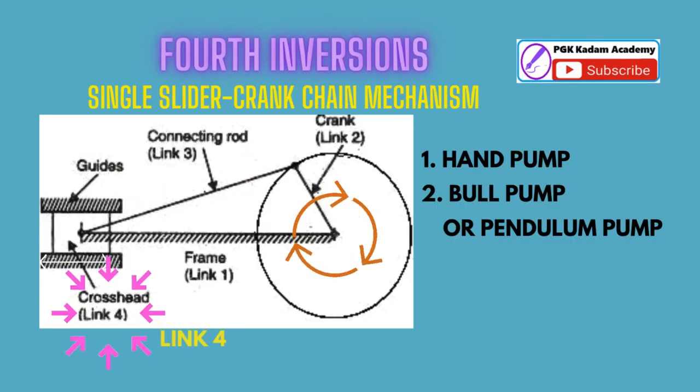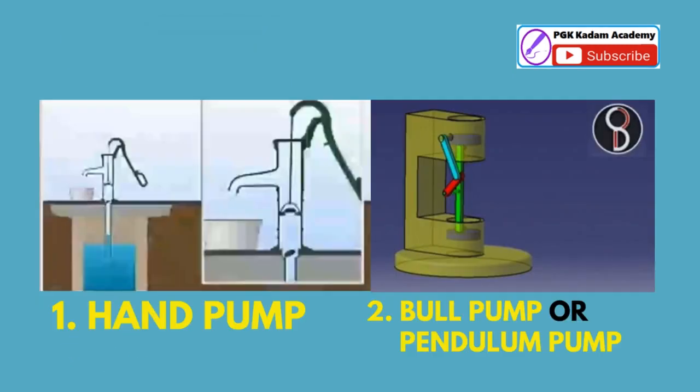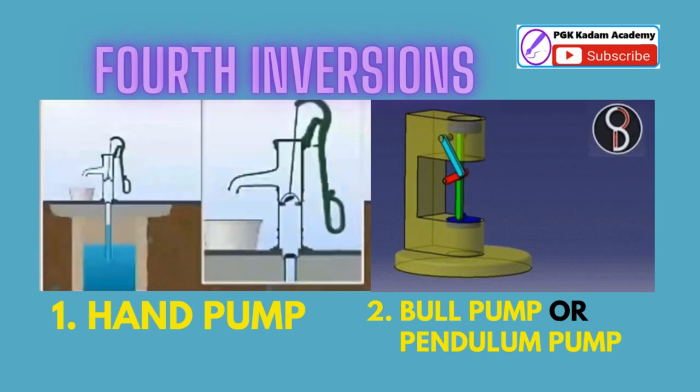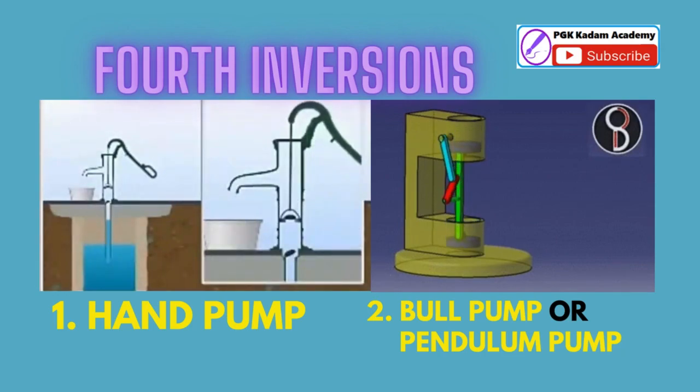Fourth inversion of single slider crank chain: when link 4 is fixed. This inversion occurs in these two types of applications: 1. Hand pump, 2. Bull pump or pendulum pump. 1. Hand pump. In this mechanism, the inversion is obtained by fixing the cylinder or link 4, i.e. sliding pair. Hand pumps are a type of human-operated positive displacement pump.